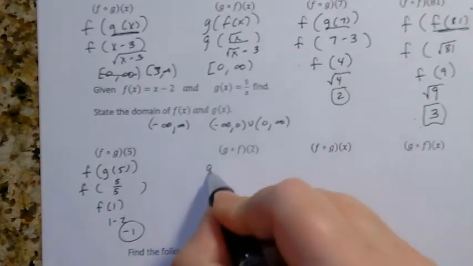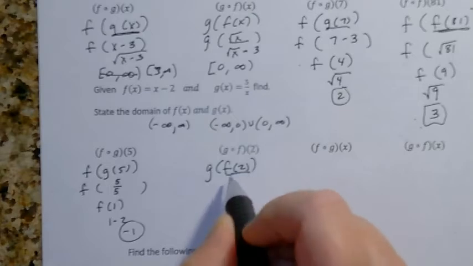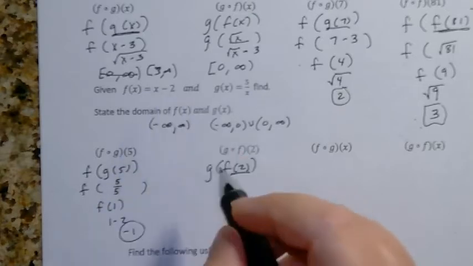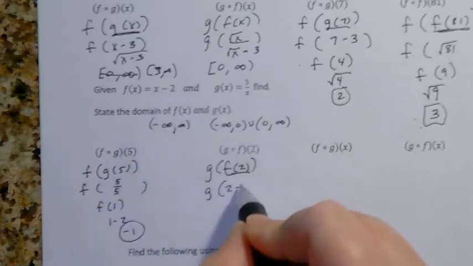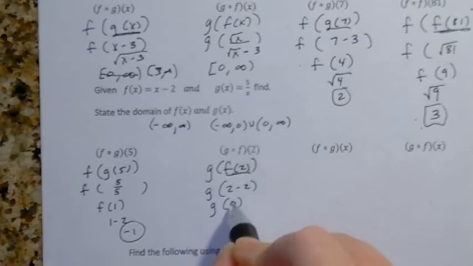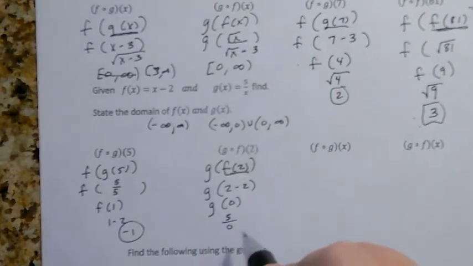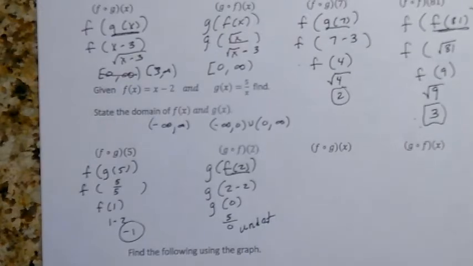Okay, let's find g of f of 2. So I'm going to start with the f function and put 2 in place of x. And 2 minus 2 is 0. So now I'm going to evaluate the g function at 0. So I'm going to put a 0 where the x is. But there's a problem. You can't have a 0 in the bottom of a fraction, so this one is undefined. Won't be a graph there, and I'll show you one like that in a moment.